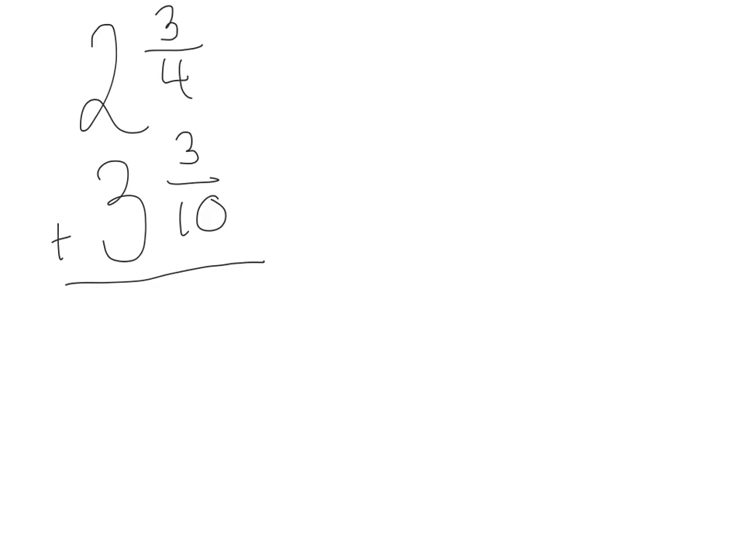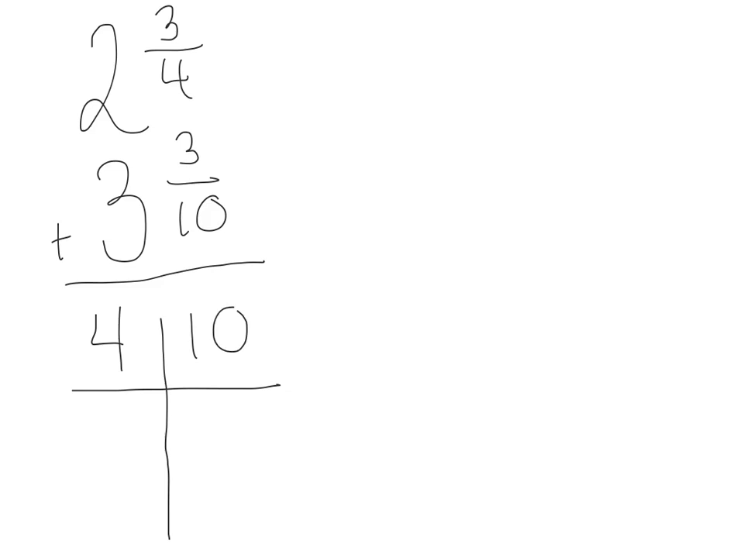The first thing that I want to do is find common denominators so that I'm able to add my two fractions first. So how I'm going to find my common denominator is I'm going to list the multiples of 4 and 10. I'm going to find those by skip counting.